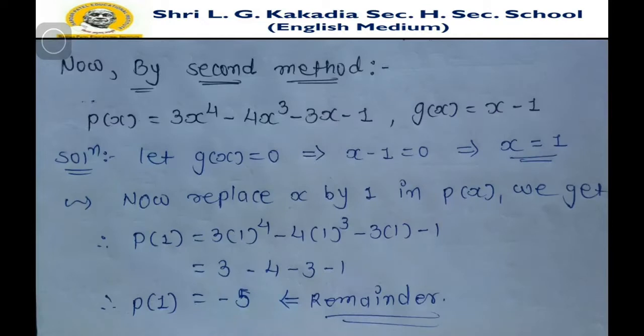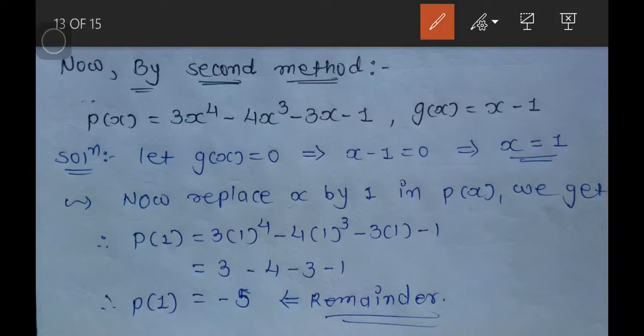And also we can find only the remainder of our polynomial. How can we find the remainder of our polynomial? Yes, we know that our dividend is p of x, as 3x raised to 4 minus 4x cube minus 3x minus 1, and g of x is equal to x minus 1. So to solve it, we put g of x equal to 0, then we get x minus 1 equal to 0, and at last we get the zero of g of x as x equal to 1.